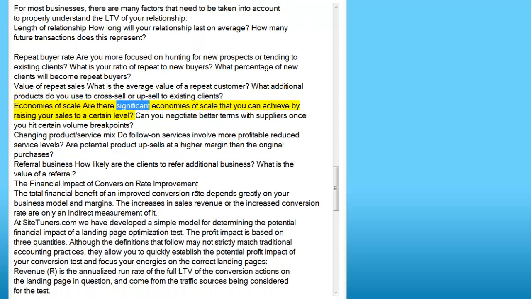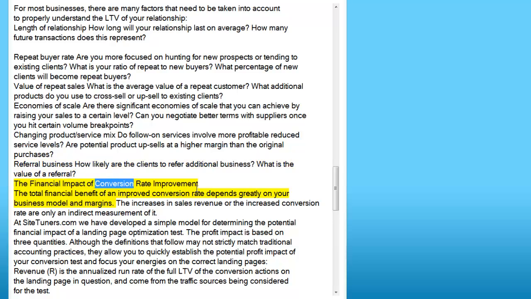Economies of scale. Are there significant economies of scale that you can achieve by raising your sales to a certain level? Can you negotiate better terms with suppliers once you hit certain volume points? Changing product service mix. Do follow-on services involve more profitable reduced service levels? Are potential product upsells at a higher margin than the original purchases? Referral business. How likely are the clients to refer additional business? What is the value of a referral?